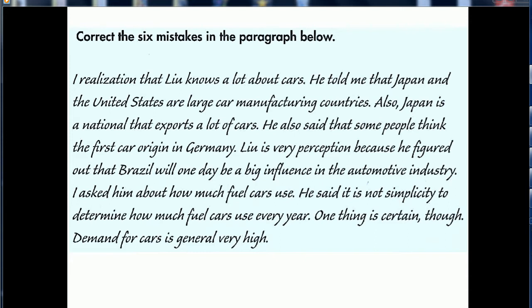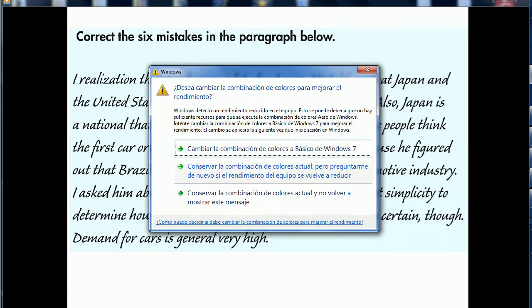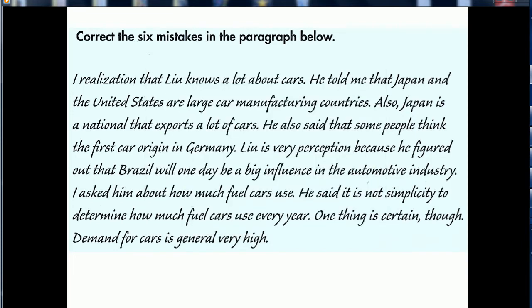Okay, this is another practice that we are going to do in this video. So let's read and fix the problems here. The grammatical problems. I realization, it says, that Liu knows all about cars. He told me that Japan and the United States are large car manufacturing countries. Also, Japan is a national that exports a lot of cars. He also said that some people think the first car originated in Germany.